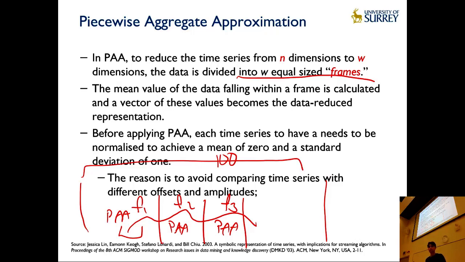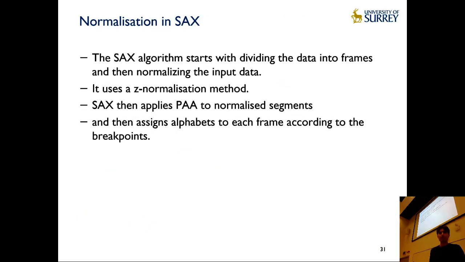I think that was the exam question last year. What would be the implication of changing the frame size and changing the alphabet size and string size? I haven't talked about alphabet and string size, but generally already you can see the frame size you're creating will have an implication in the accuracy of how representative that data becomes.